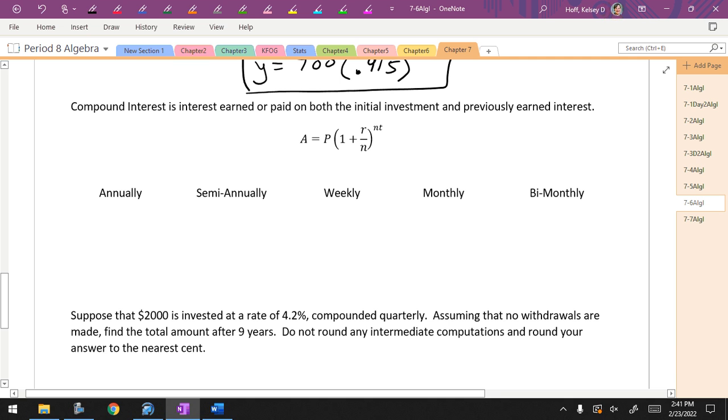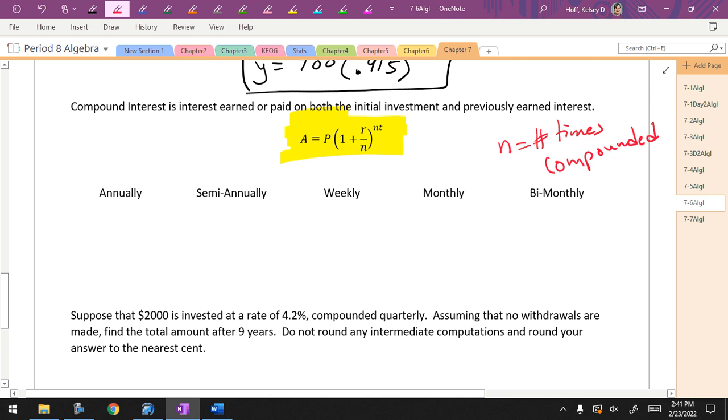Okay? So the only difference in this problem is now we have a letter N. And N is going to stand for the number of times compounded.